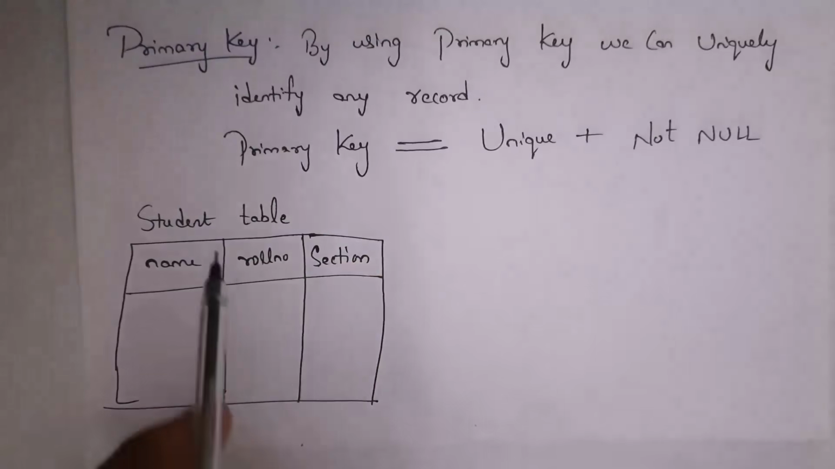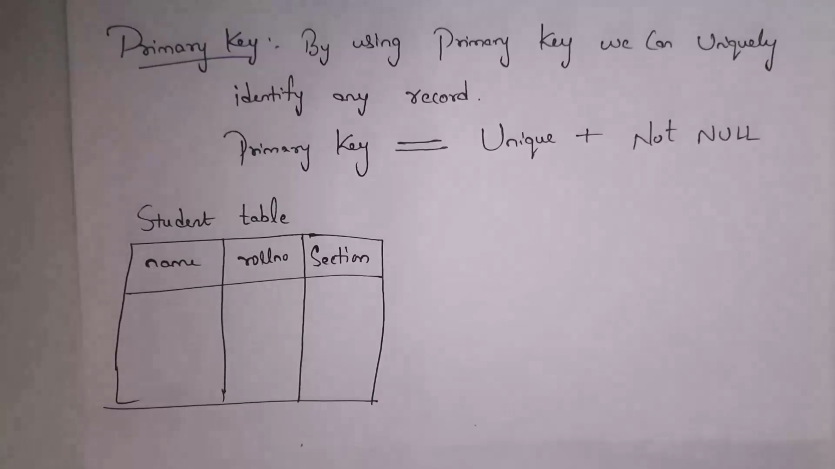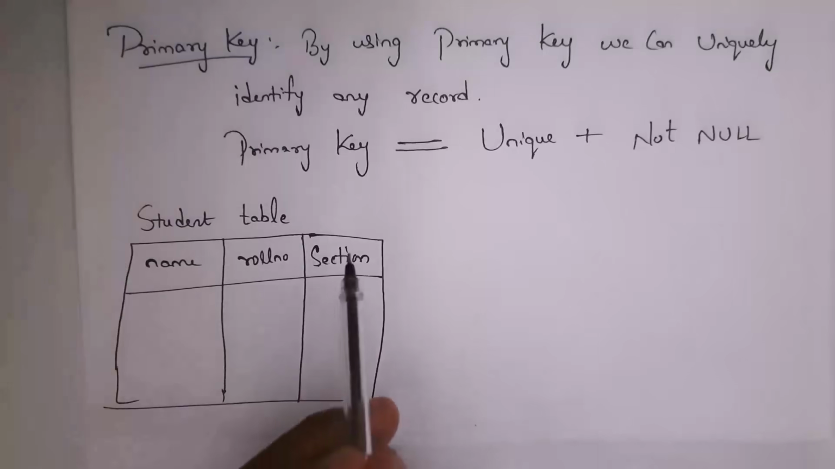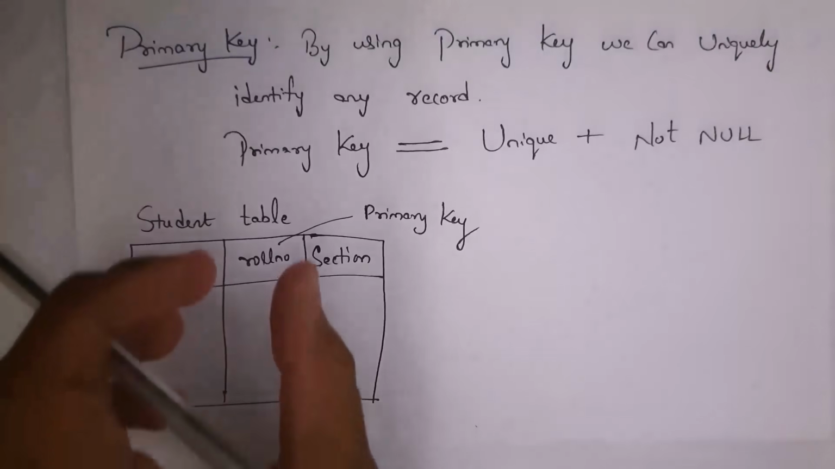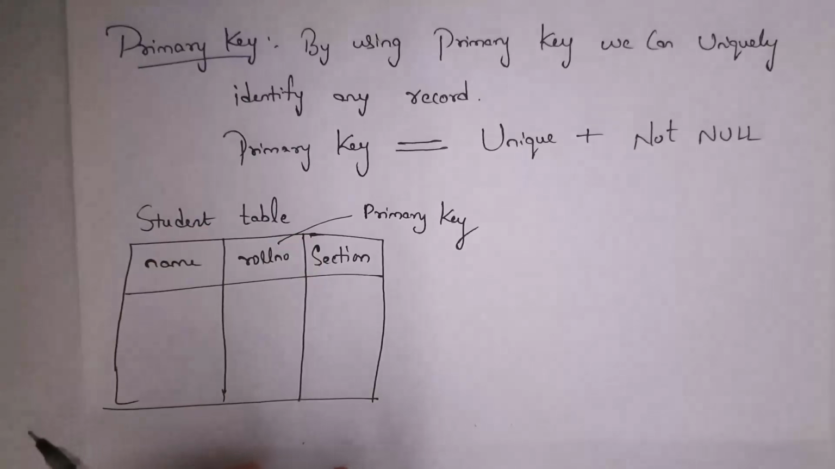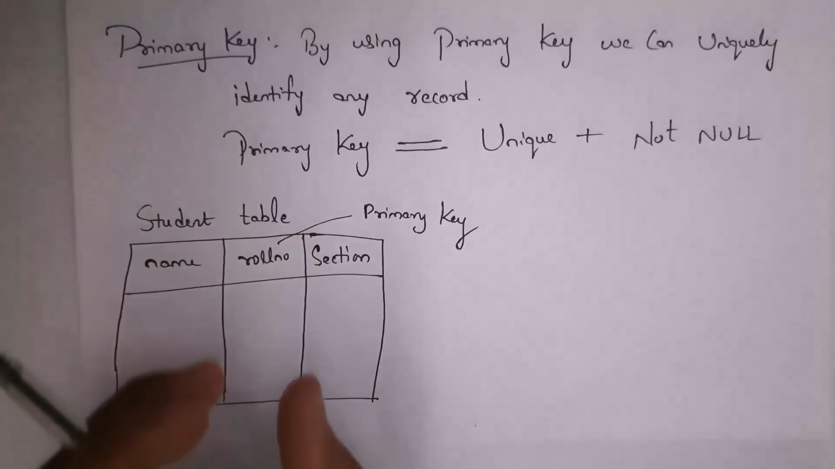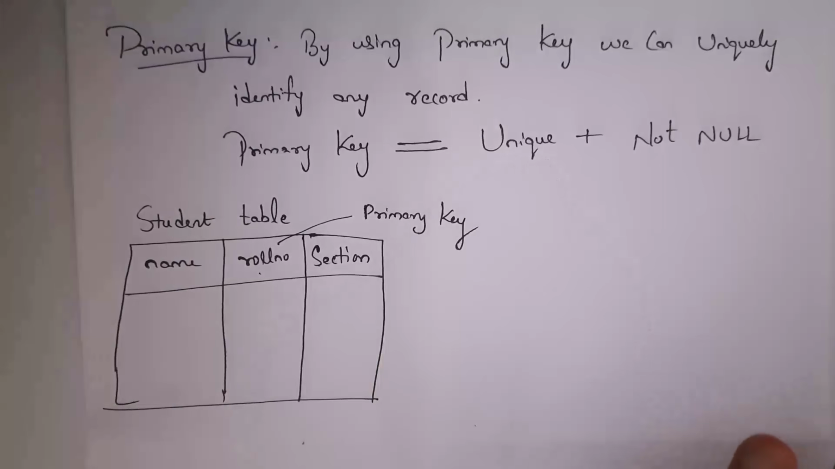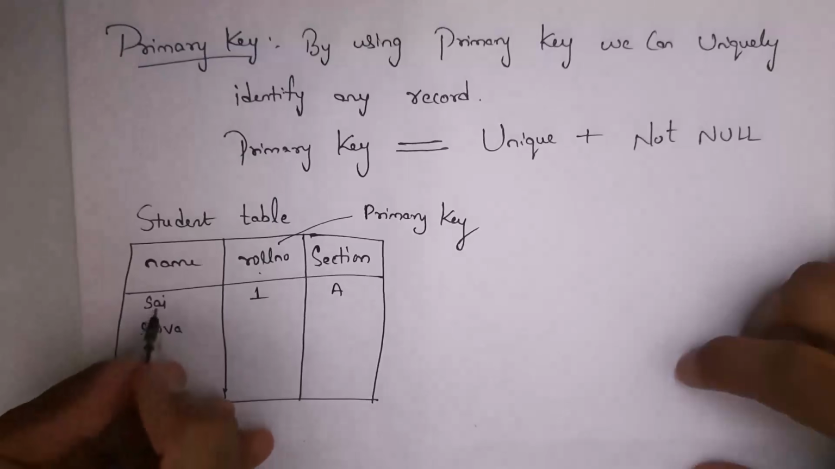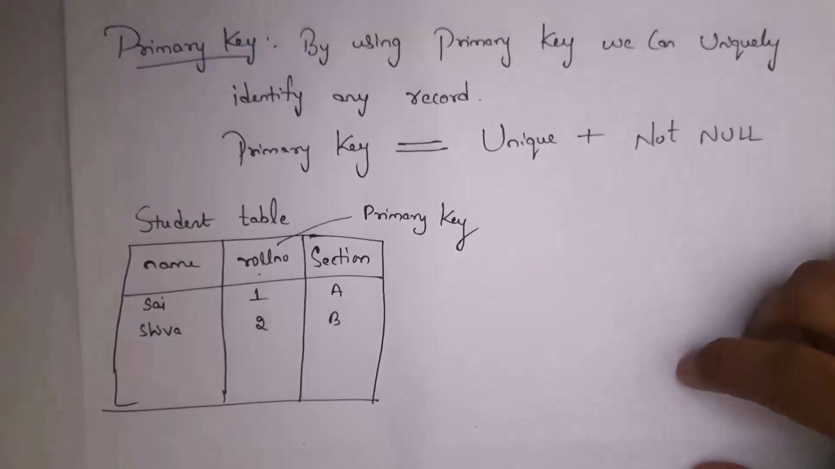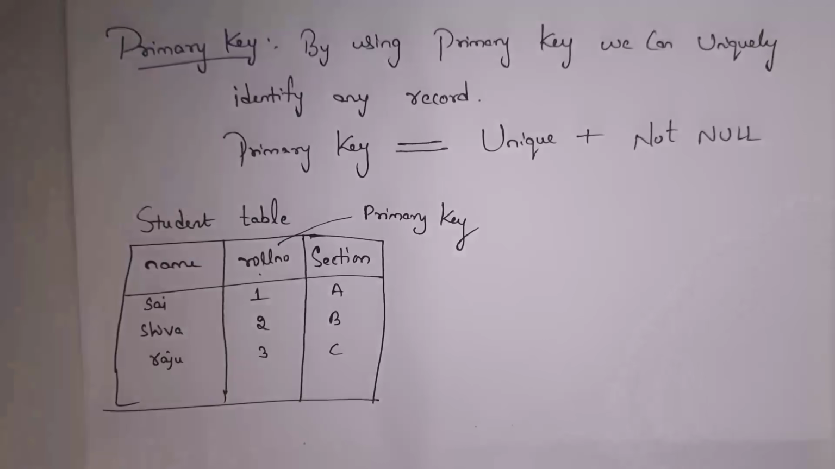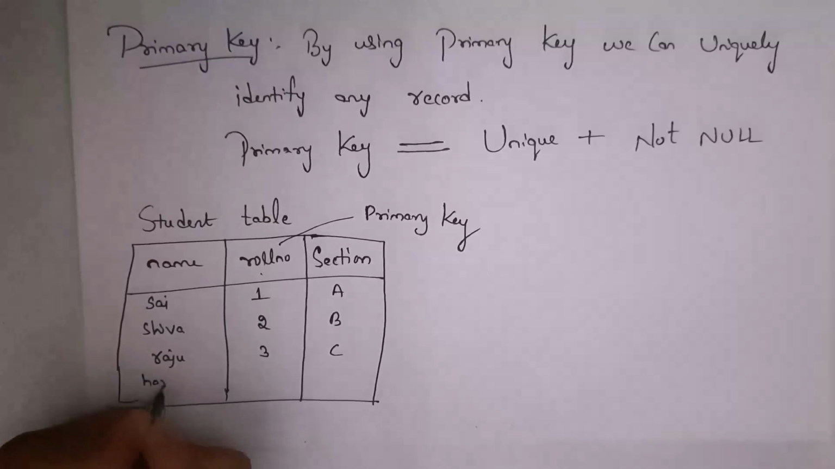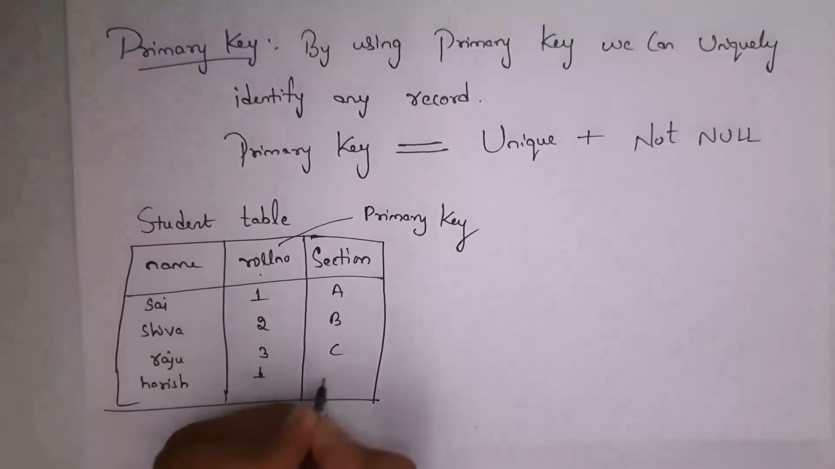For example, there is a student table. Inside the student table, there are three columns: a name column, a roll number column, and a section column. For example, I gave a primary key for this roll number column. Whenever you give a primary key for any particular column, then that column must contain only unique values and it will not accept null values. For example, I gave data like name Sai, roll number 1 and section A, name Shiva, roll number 2 and section B, name Raju, roll number 3 and section C. Next I wrote name Harish, roll number 1 and section D.